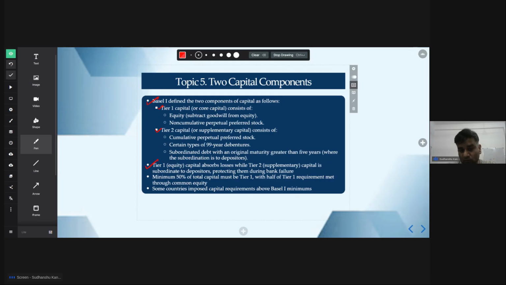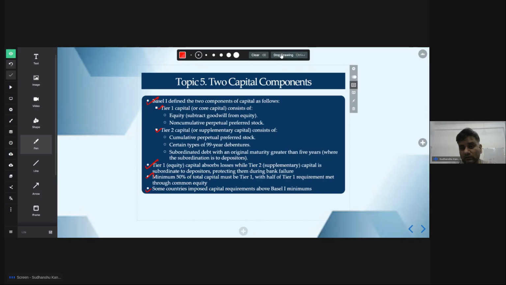Some countries impose capital requirements above the Basel I minimums. Basel standards are floors, not ceilings. That has to be kept in mind, right? So overall, what you have understood so far is that Basel I was a landmark shift from crude leverage ratios to risk-based capital, but it was still very, very simplistic in nature. Its limitations directly set the stage for Basel II's complexity and model-based approaches, right?